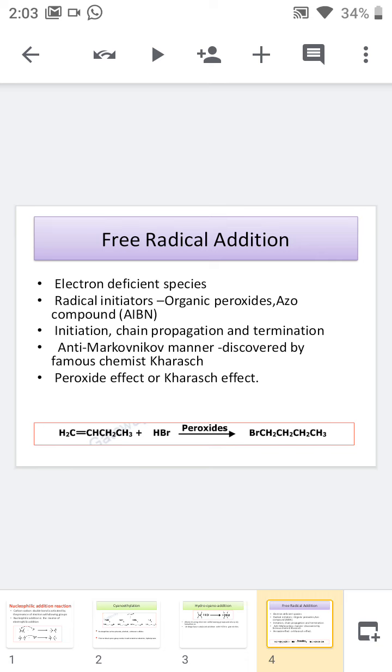This effect was first discovered by the famous chemist Kharasch. So that's why this free radical addition is known as the peroxide effect or Kharasch effect. This is the example in which we are using peroxides as a radical initiator, and if we add HBr to a multiple bonded compound, we will get the bromoalkane as the product. Here we have to remember to always use the anti-Markovnikov rule. So hydrogen is added to the most hindered side, followed by the bromine on the least hindered side.